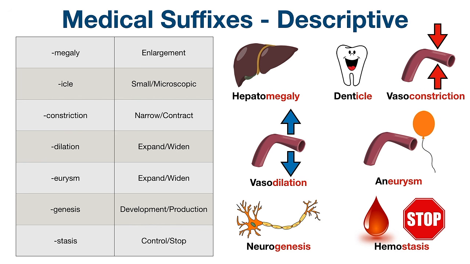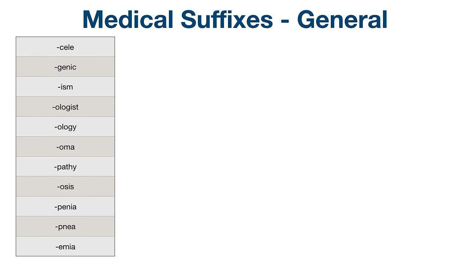Finally, we have stasis, which is the stoppage or slowdown of the flow of blood or bodily fluids. We can use blood as an example again, where hemostasis means the stoppage or cessation of bleeding or blood flow. So hemorrhage referred to bleeding, whereas hemostasis refers to the cessation of bleeding. Let's wrap it up with a group of general suffixes you're likely to see.